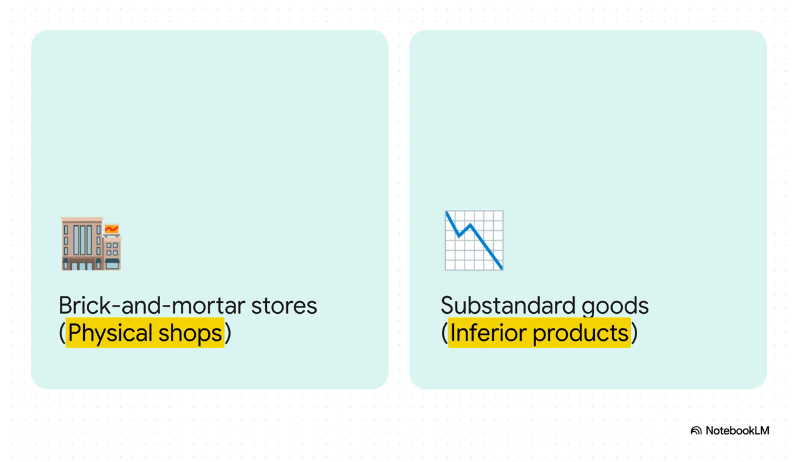Substandard goods. 劣质品. If you get a complaint letter prompt in Writing Task 1, use this exact term. I am writing to formally request a refund due to the substandard goods I received.